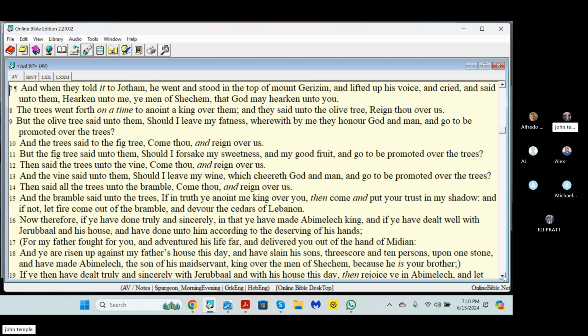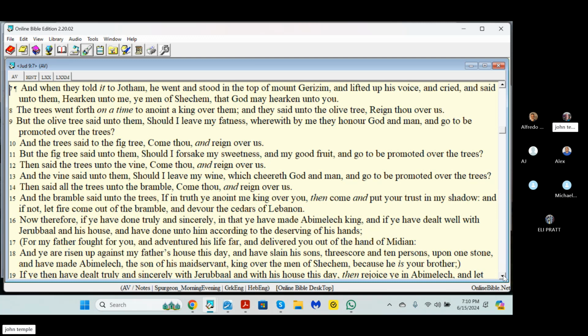So he lifted up his voice and he cried and he said unto them, Hearken unto me, you men of Shechem, that God may hearken unto you. The trees went forth. So the trees are what? The trees are the people. And he says, the trees went forth on a time to anoint a king over them. So what do you use to anoint a king? It's got to be oil, right? So that's the regal tree. That's the best tree. And they said unto the olive tree, reign over us. So that would be the best tree.